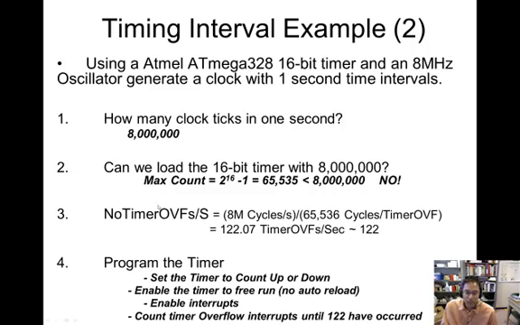So what we can do is count the number of overflows of this timer in software. Every time this thing overflows, it counts up to 65,000 or 64K. We increment some software variable by 1, and we can count 122 of those.